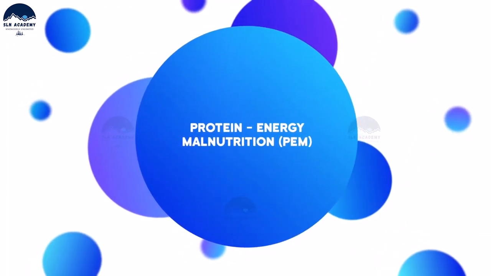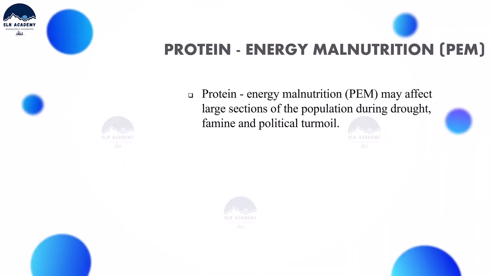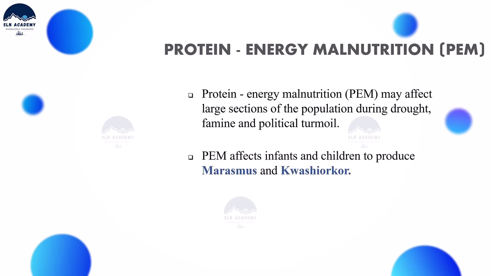Protein energy malnutrition, which is also called PEM. Protein energy malnutrition may affect large sections of population during drought, famine, and political turmoil. PEM affects infants and children to produce marasmus and kwashiorkor.